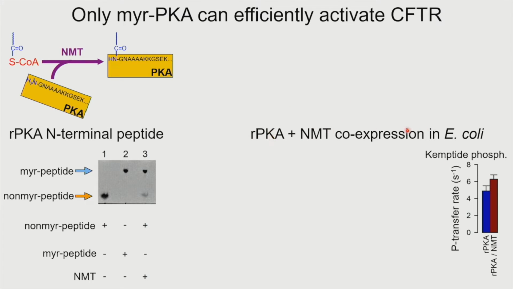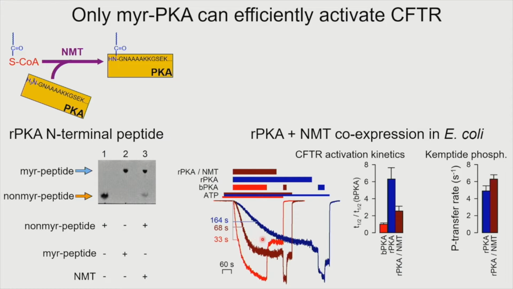Again, this NMT co-expression did not affect the phosphotransfer rate of the resulting enzyme towards soluble Chemtide, but it did greatly accelerate CFTR current activation kinetics. Although we were unable to fully recapitulate the efficiency of the native protein, so clearly even when NMT is co-expressed with the PKA in the bacteria, the myristoylation stoichiometry of the resulting PKA remains far from 100%.